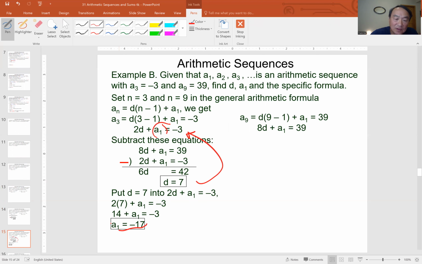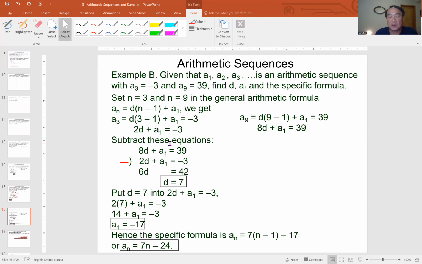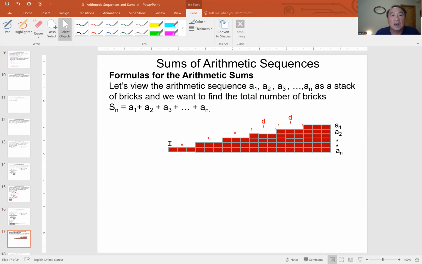Now, once I know the first number and D, I can put them into the general formula to find a specific formula for this sequence. Now here it is. And how do we find the sum?